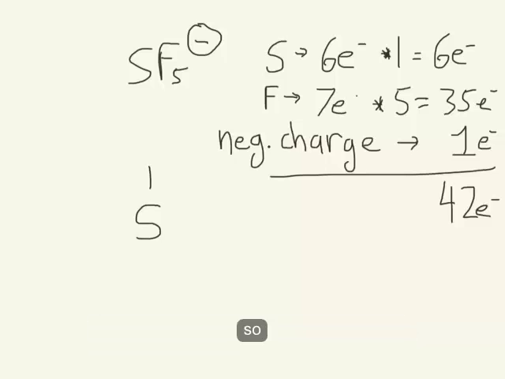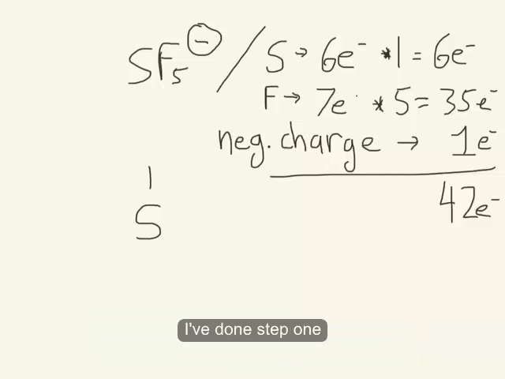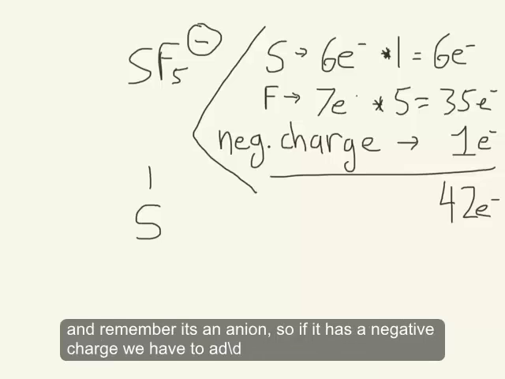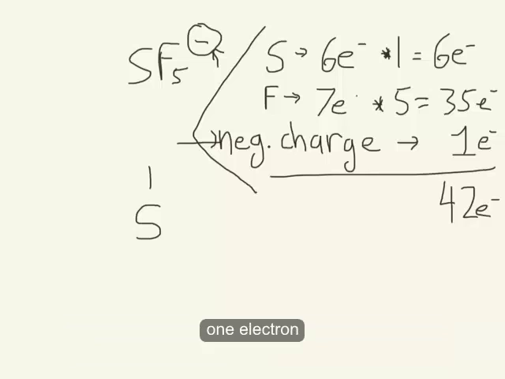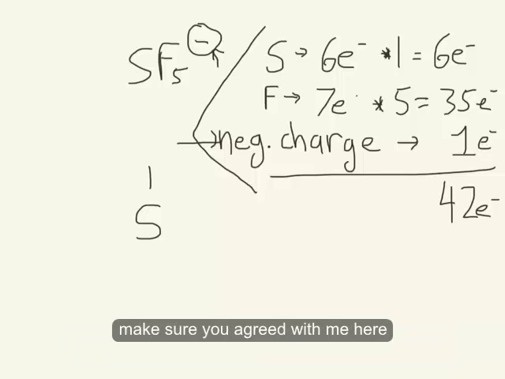So I've already counted the number of valence electrons. I've done step 1 of finding the Lewis dot structure. And remember, it's an anion, so if it has a negative charge, we have to add 1 electron. So hopefully y'all can do that already. Just make sure you agree with me here.